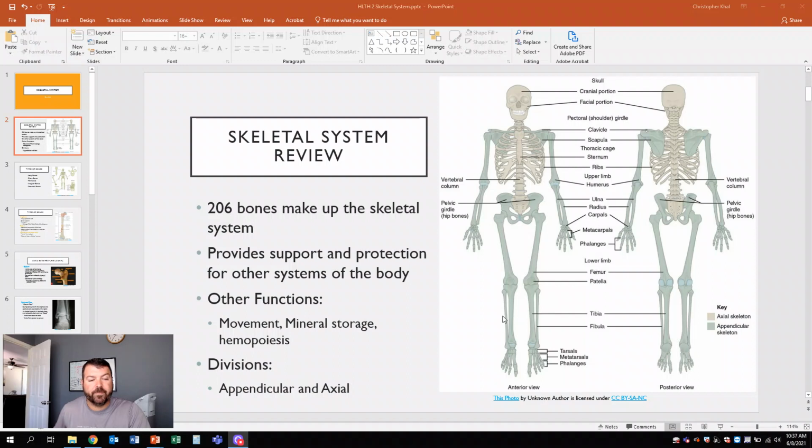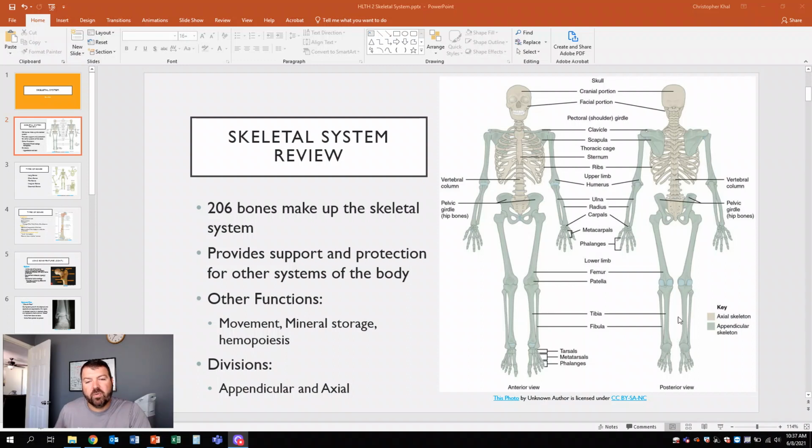The skeletal system is divided or broken down more into the appendicular and axial. The axial is more like your core area, and then the appendicular is all your limbs, all your extremities.